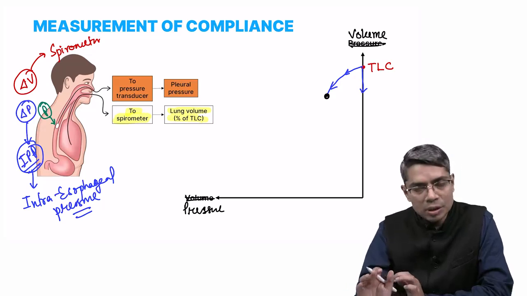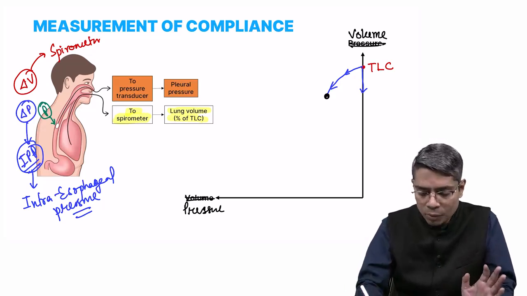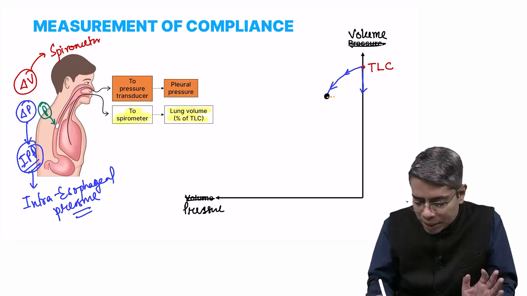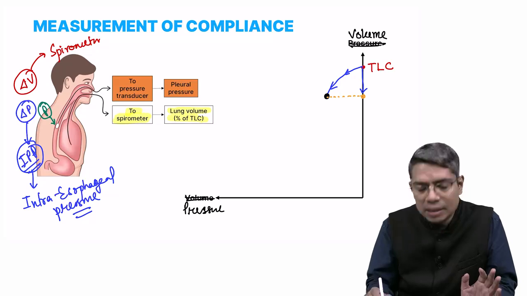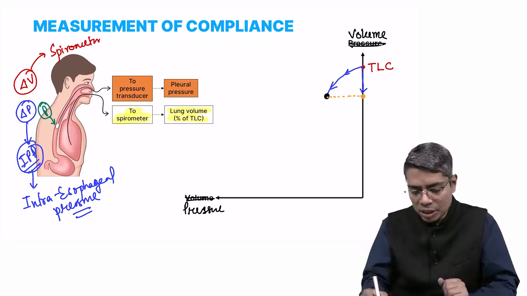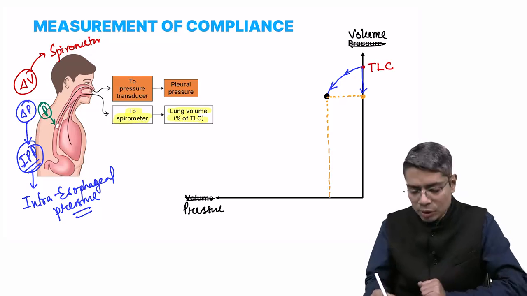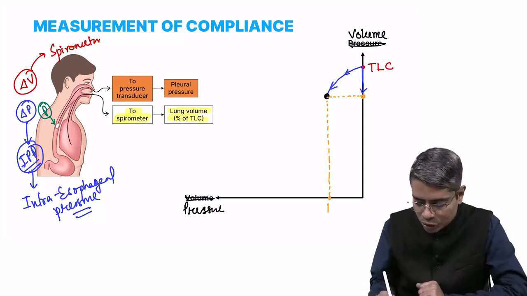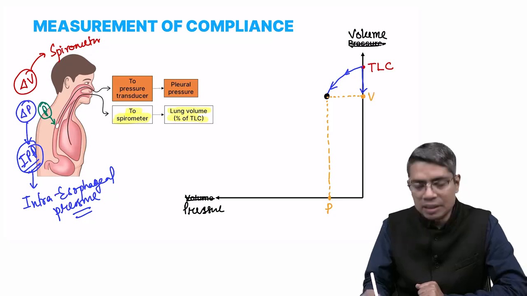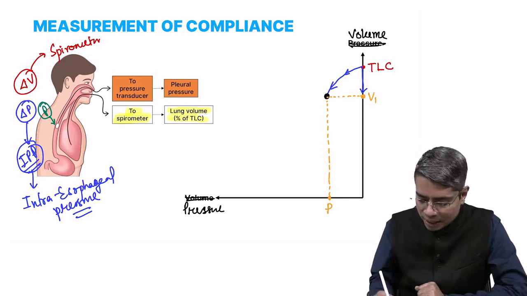Whenever the person is holding his breath at this position, what are you going to do? You are going to measure the lung volume at this condition with the help of a spirometer, and you are also measuring the interpleural pressure at this position. So you are measuring the P and you are measuring the V. Suppose this is V1 and this is P1.